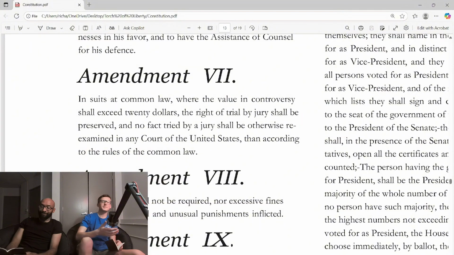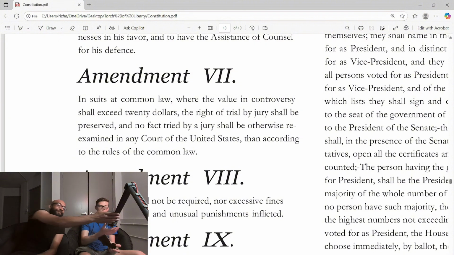Number 7. In suits at common law, where the value in controversy shall exceed $20, the right of trial by a jury shall be preserved, and no fact tried by a jury shall be otherwise re-examined in any court of the United States than according to the rules of the common law.